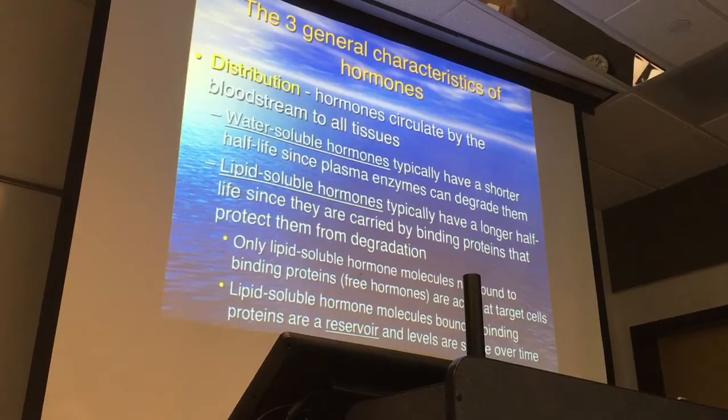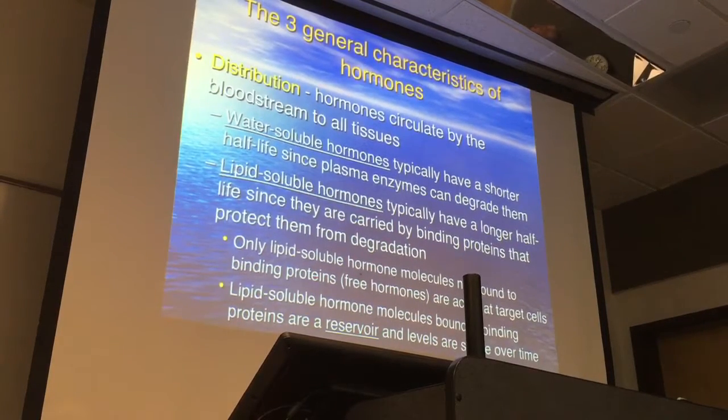So understand there's a huge amount of lipid-soluble hormones in the bloodstream. A vast majority of it, depending on the hormone, is carried by the binding protein. They can't produce a response, but the free ones can. And there's not many free.